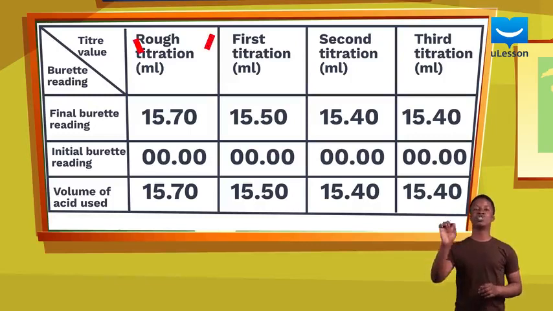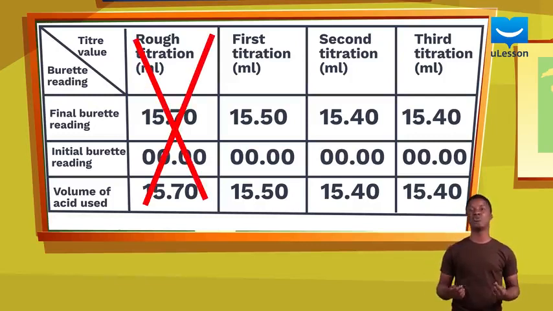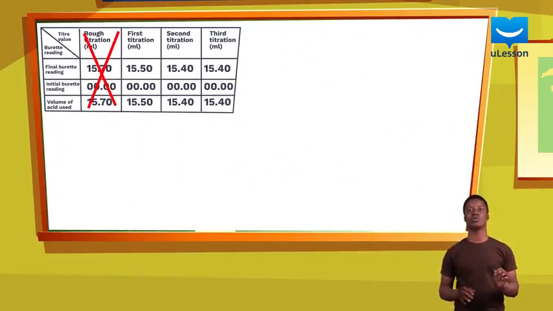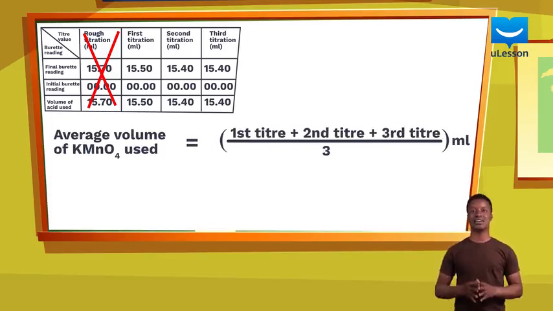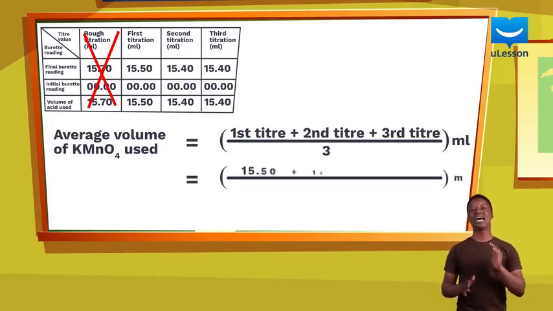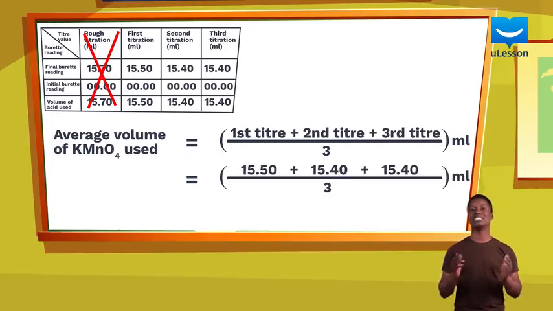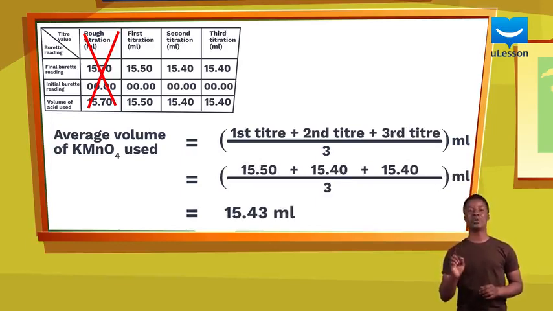At this point, we strike off the rough titration and solve for the average volume of potassium tetraoxomanganate 7 used by summing up the first, second, and third titer values and then dividing by 3. Using this formula, we obtain the average volume of potassium tetraoxomanganate 7 used to be 15.43 milliliters. Basically, this means that 15.43 milliliters of potassium tetraoxomanganate 7 is required to oxidize 25 milliliters of the given iron 2 tetraoxosulfate 6 solution.